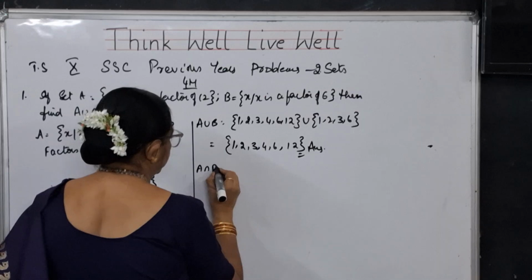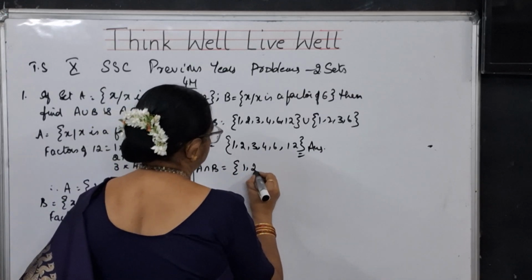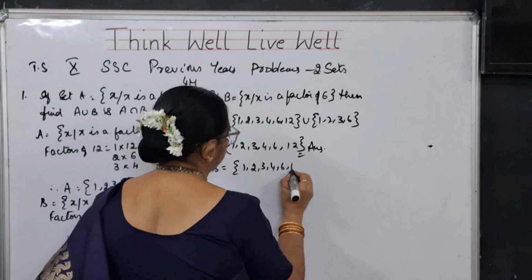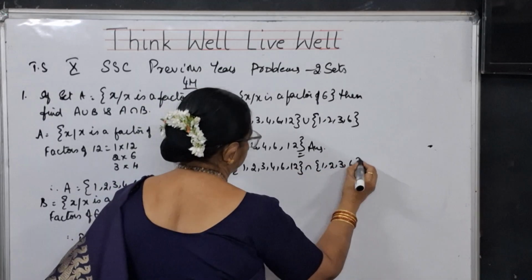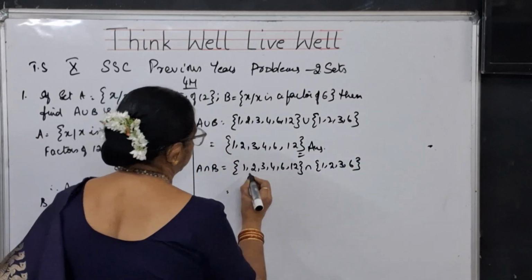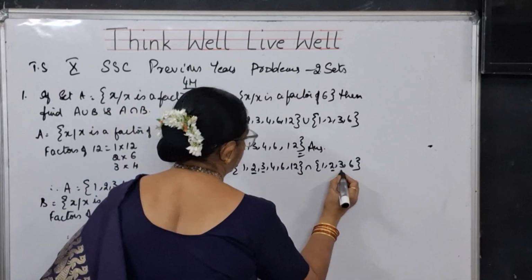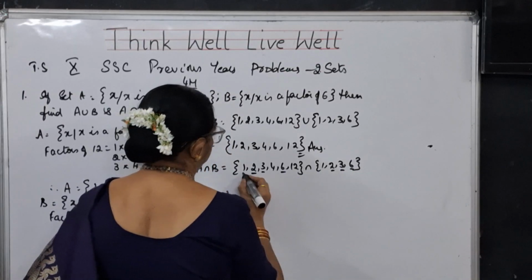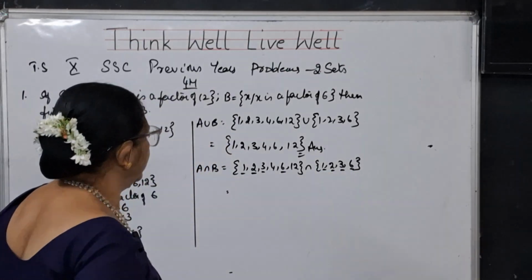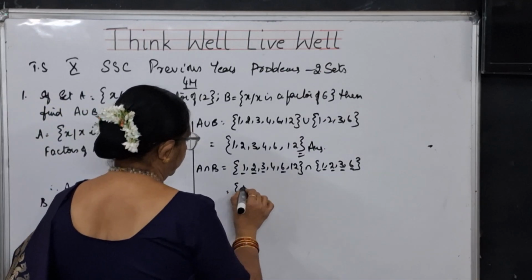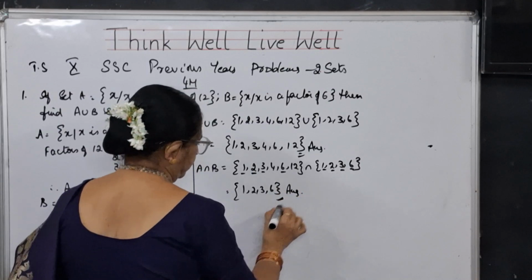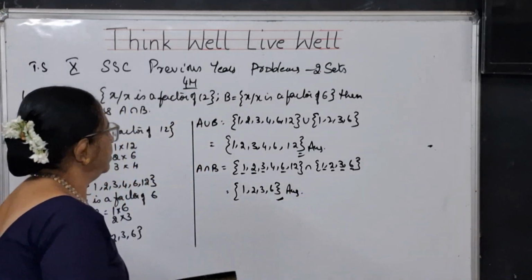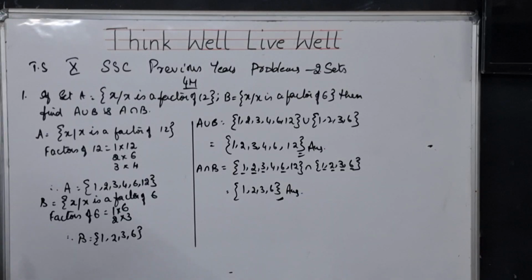Now A intersection B: 1, 2, 3, 4, 6, 12 intersection 1, 2, 3, 6. So what all are common? See, 2 is there in both, 3 is there in both, 6 is there in both, even 1 is there in both. So what all are there, that you have to write. So this is 1, 2, 3, 6 is the answer. So these are the 2 answers for this problem, children. Note down. 4 marks, first problem I have done.